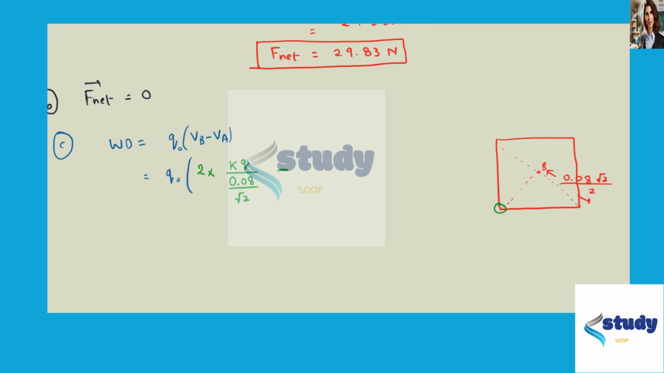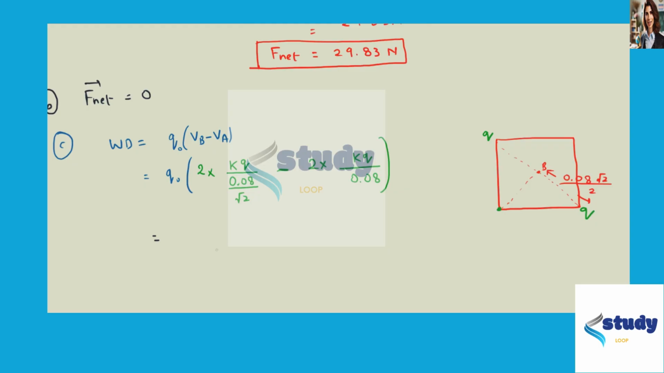So the potential at A is again going to be 2 times the potential due to 1, that will be kq over r, where r is this distance because the q is over here. So the r is going to be the length of the side only. So that's going to be 0.08. So let's substitute the values over here and get the answer.